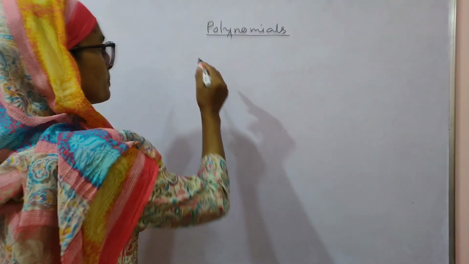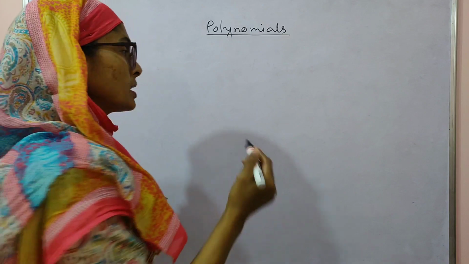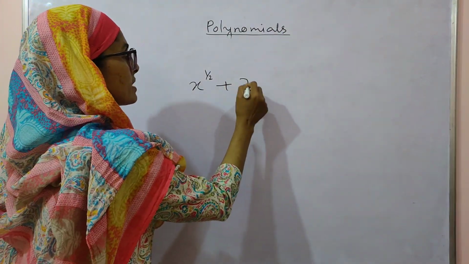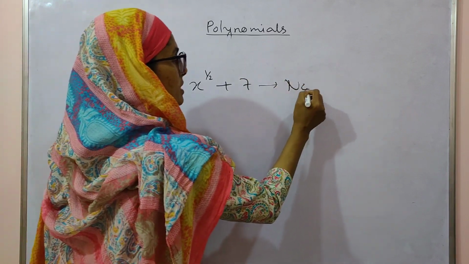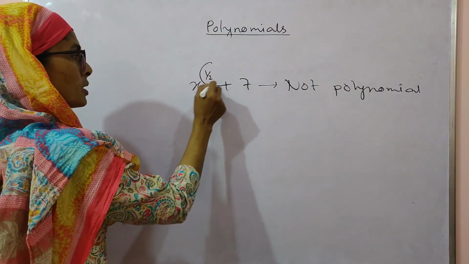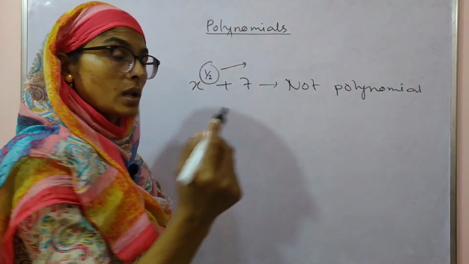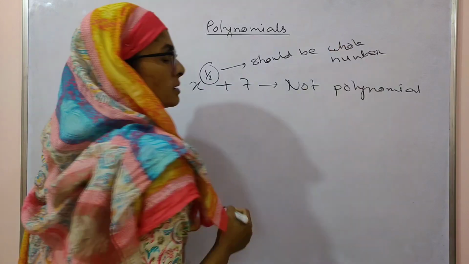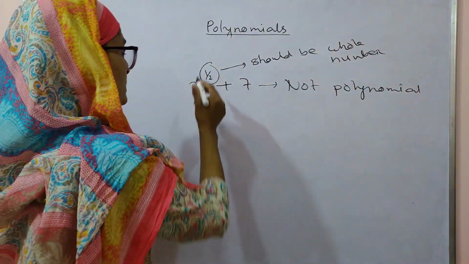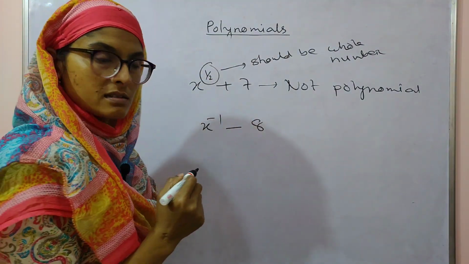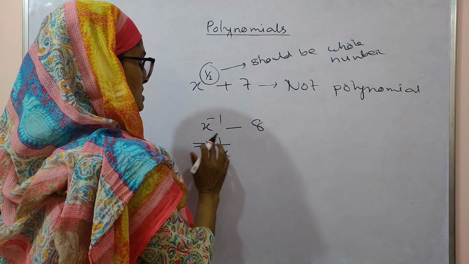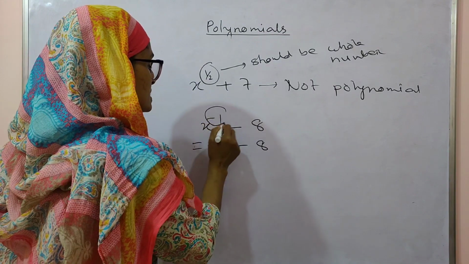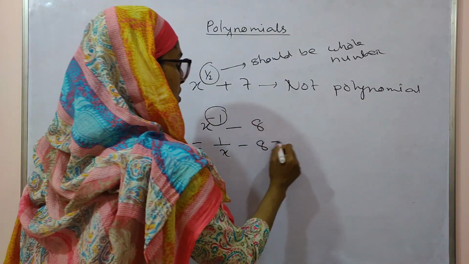And remember one thing: the exponent of a polynomial is always a whole number. 2 plus 7 is not a polynomial. The exponent of the polynomial should be a whole number, that means from 0 to infinity. x power minus 1 minus 8, that means you can write 1 by x minus 8. So here the exponent is negative, so this one is not a polynomial.